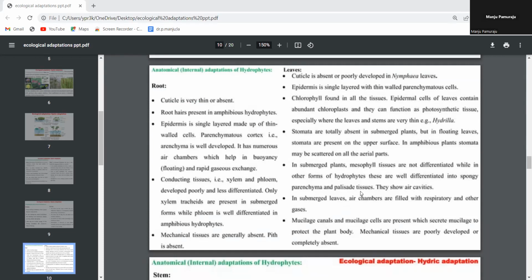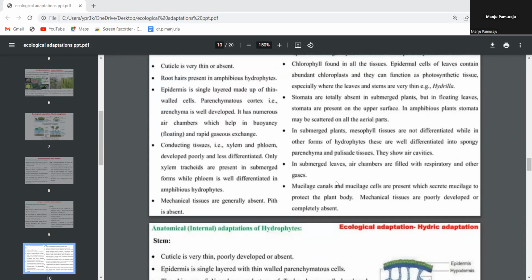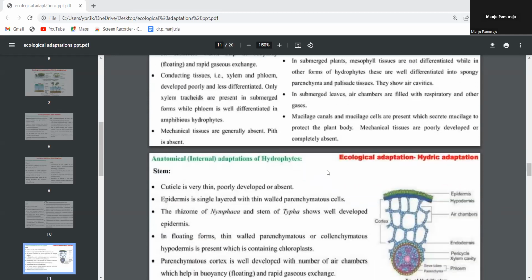They show air cavities. In submerged leaves, air chambers are filled with respiratory and other gases. Mucilaginous canals and mucilage cells are present, which secrete mucilage to protect the plant body. This is an important point, the presence of these mucilaginous canals. Even though the plants are in water, the mucilage protects the tissues from dissociation. Mechanical tissues are poorly developed or completely absent.